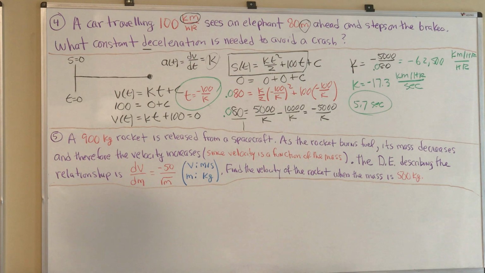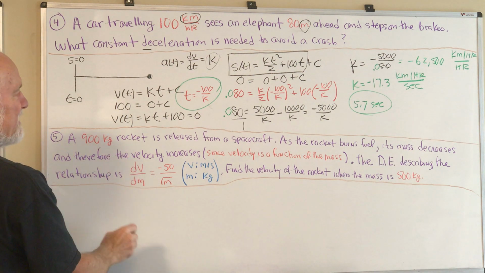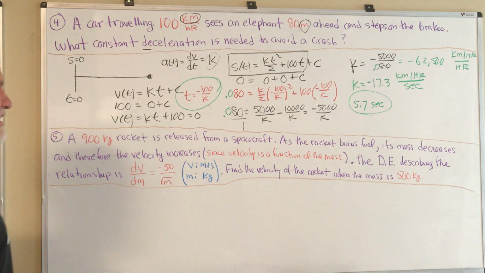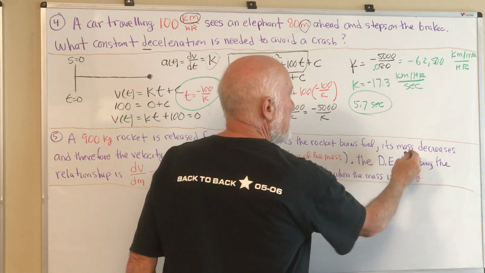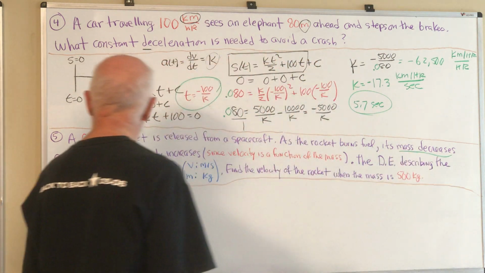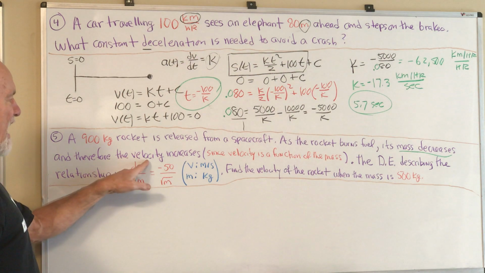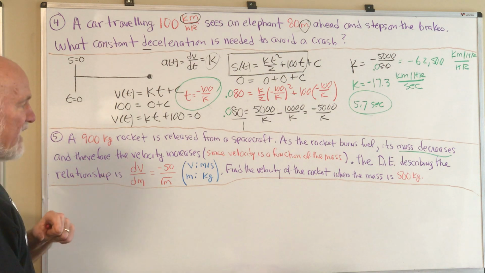Okay, so let's go from the road to space. And say you have a 900 kilogram rocket released from a spacecraft. So it's going at zero velocity at the time it takes off, but it's got some fuel in it, so it's starting to increase its velocity as it takes off. As the rocket burns fuel, because the fuel has mass, its mass is going to decrease. And therefore, the velocity increases. There's a relationship between the velocity and the mass of the rocket.